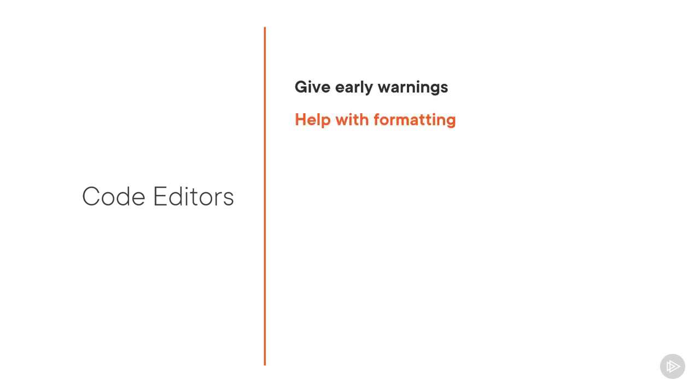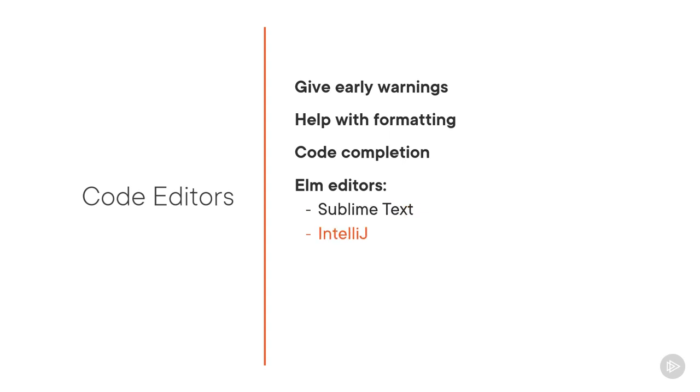Also, it should help with formatting the code automatically, for example, when saving the file. Furthermore, it should offer code completion to prevent typos and help write code faster. Here are some code editors for Elm. Sublime Text is a fast editor. IntelliJ also includes other editors from JetBrains such as PyCharm. Emacs and Vim are classic editors. Visual Studio Code is a popular choice.